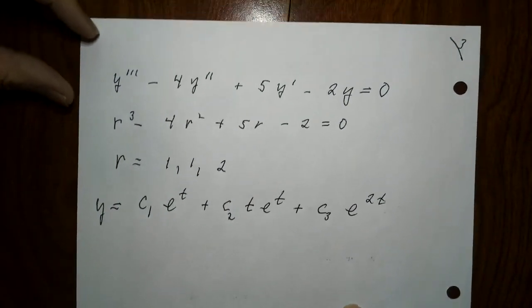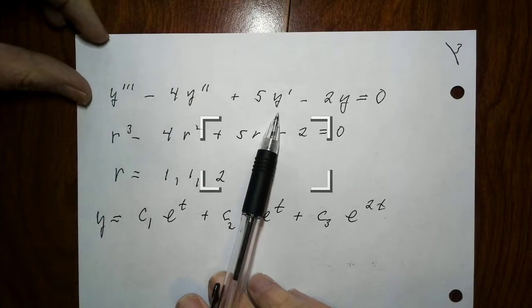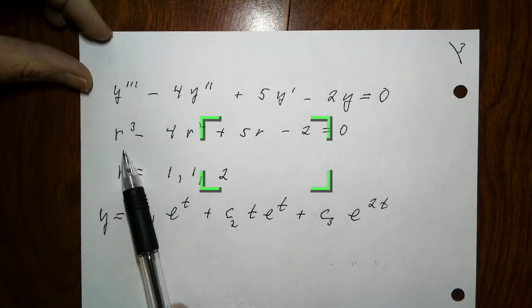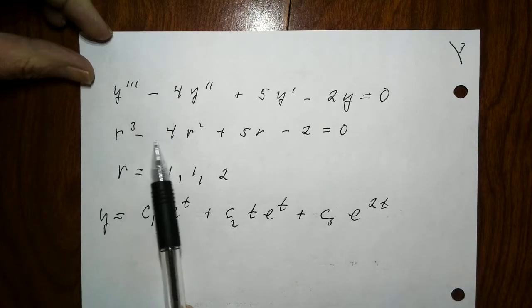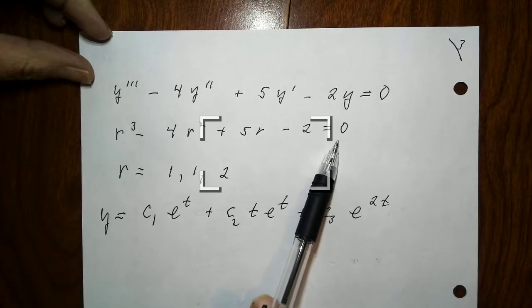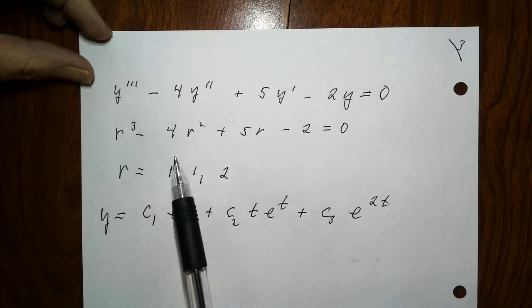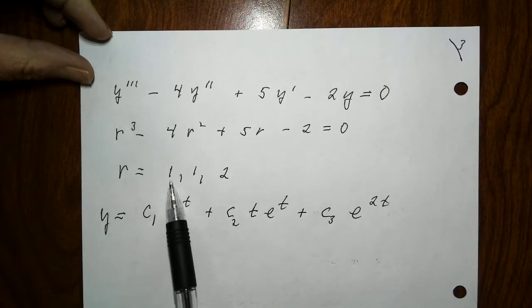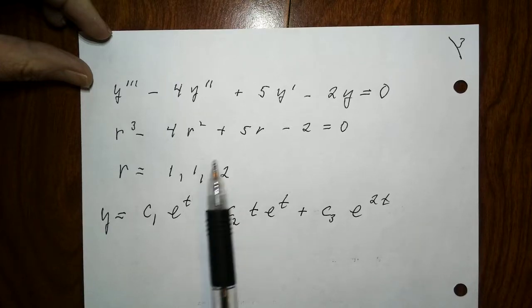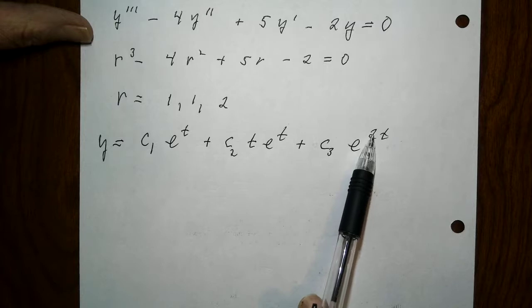Now here's a situation where we have a repeated root: y triple prime minus 4y double prime plus 5y prime minus 2y equals 0. The characteristic polynomial would be r to the third minus 4r squared plus 5r minus 2 equals 0. Again, you may not see how to factor it. I certainly don't. You use an online solver, you'll see that it has a repeated root of 1 and then another root at 2. So the root at 2 is easy, e to the 2t.